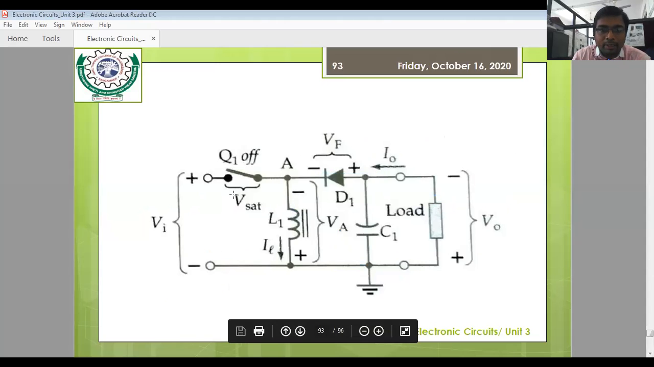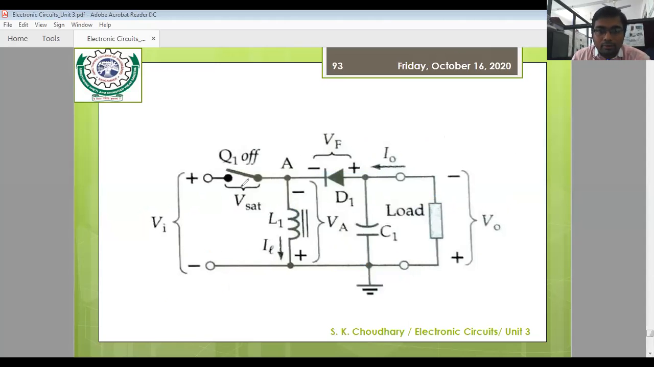So you can see the condition when your switch is off, in this particular diagram. At that moment, what happens? The polarity of the inductor would be changed, as the polarity of the diode would be changed. It would now be forward biased, and the current direction would be as you see here. This is the way the current is flowing across the diode, this load and this inductor. So in this way, the output voltage is nothing but VL plus VF, a negative voltage.